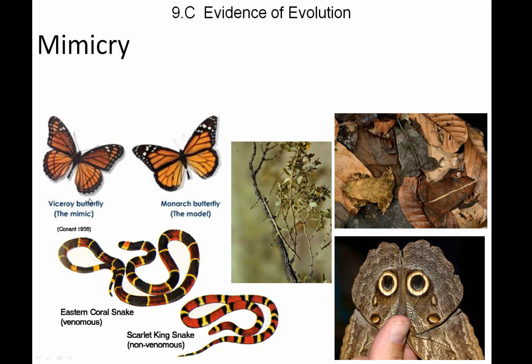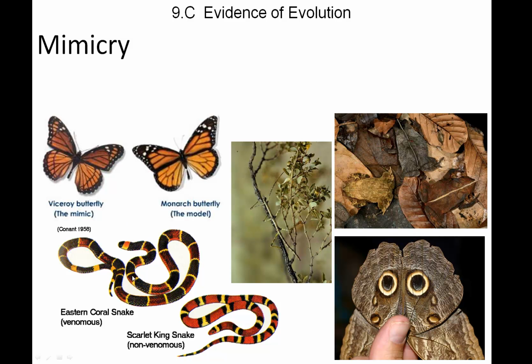Like we have a viceroy butterfly, which is probably really tasty to a bird, but the bird has tasted a monarch, and because the monarch feeds on milkweed, it has a very sour taste, and the bird doesn't particularly care for it, and manages to look at the viceroy as a monarch and not eat it.